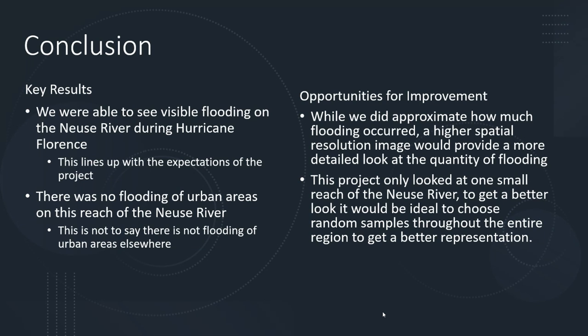First, while we were able to approximate the flooding, a higher spatial resolution image, such as 2 meters, would provide a more detailed look. Oftentimes, this is costly to get a 2-meter resolution. Additionally, this project only looked at one small reach of the Neuse River. To get a holistic look, it would be ideal to choose random samples throughout the entire region to get a better representation.